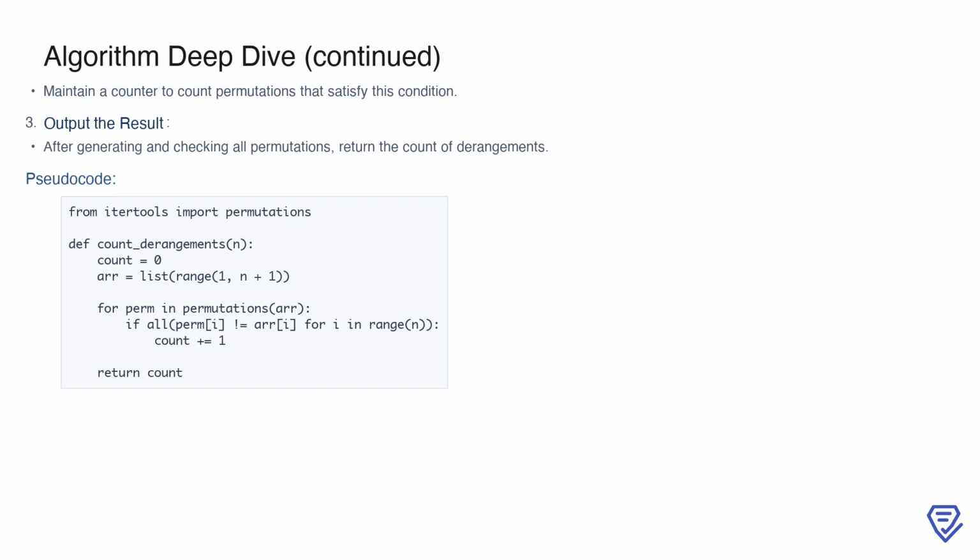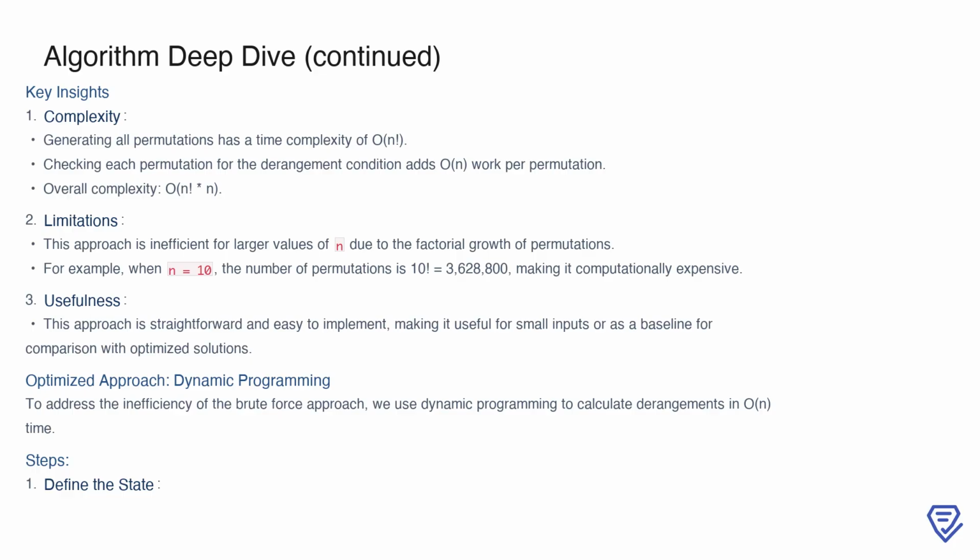While this approach is straightforward and easy to understand, it's inefficient for large values of n due to the enormous number of permutations generated. The brute force method has significant computational drawbacks. Generating all permutations has a time complexity of O(n!), and checking each one for the derangement condition adds another O(n) work per permutation. This leads to an overall complexity of O(n * n!), which quickly becomes infeasible as n grows.